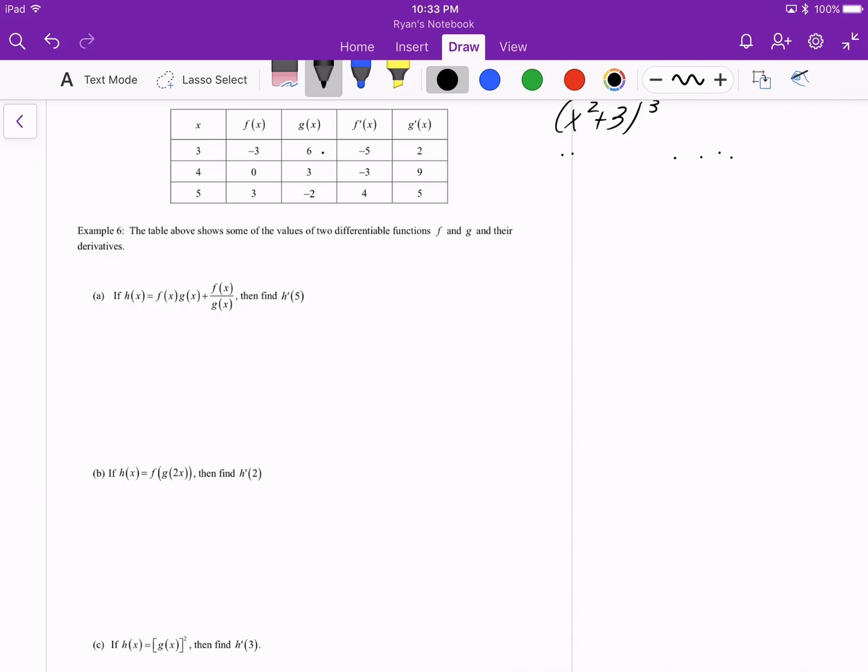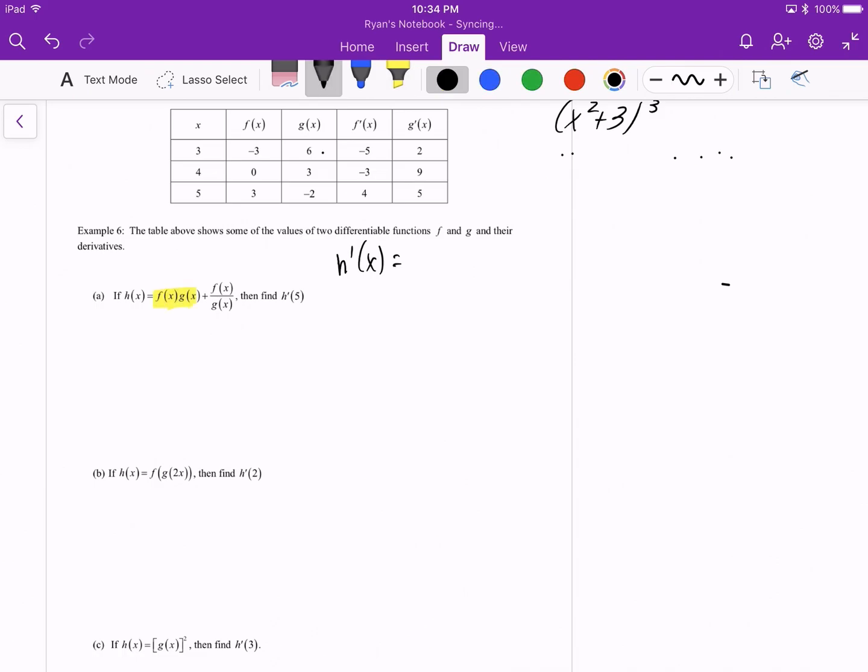So if h of x is equal to f of x times g of x plus f of x divided by g of x, then find h prime of 5. Well, in order to find h prime of 5, the first thing I need to do is find h prime of x. So if I do this term by term, the first term I'm taking the derivative of is this f of x times g of x.